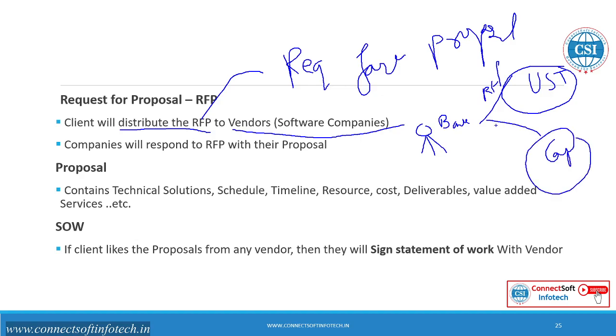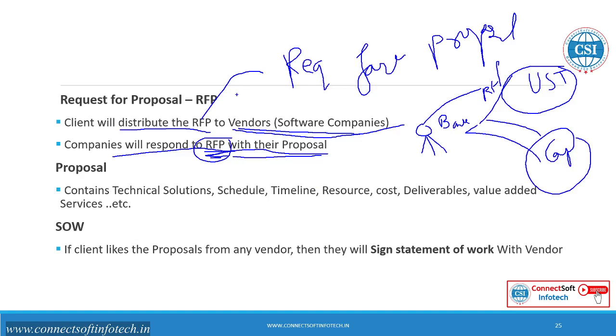So that is the request for proposal I am giving to the vendors, that is, the software companies, from the clients. After that the companies will respond to the RFP with their proposal. So the client gives the RFP and the vendors, meaning software companies, reply with their proposal.